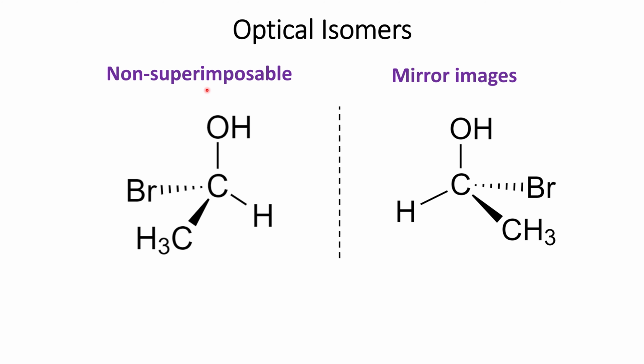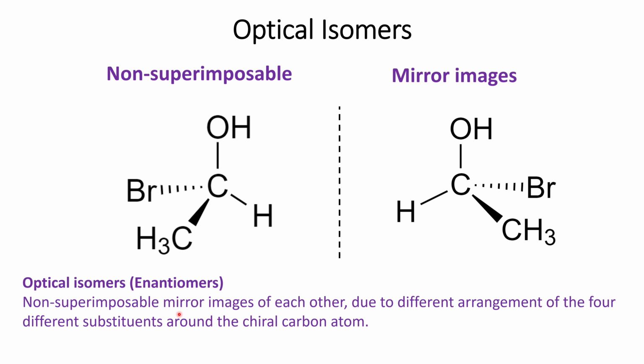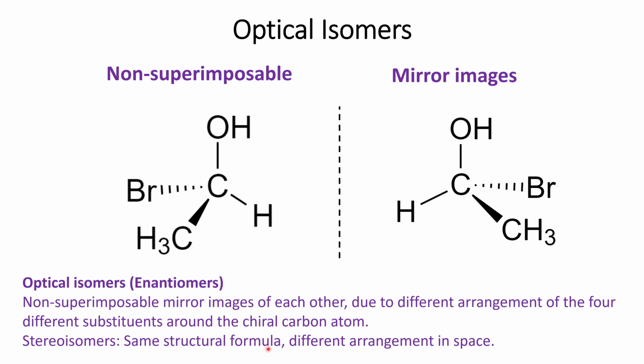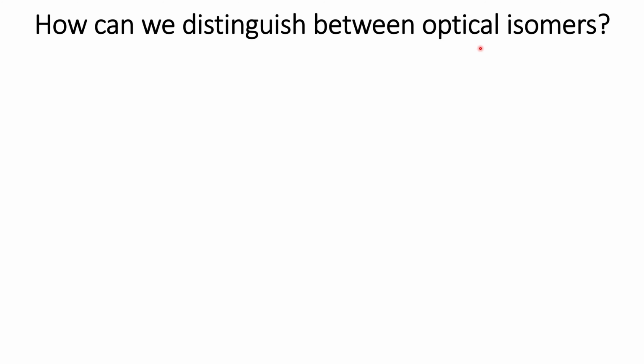When we pair up the words non-superimposable with the term mirror image, we are describing optical isomers, which are often also described as enantiomers. This is because we have created an optical isomer which is a non-superimposable mirror image. These two are non-superimposable mirror images of each other, and that is the result of the different arrangement of the 4 different substituents around the chiral carbon atom. And remember that these are stereoisomers of each other because they have the same structural formula but have a different arrangement in 3D space.